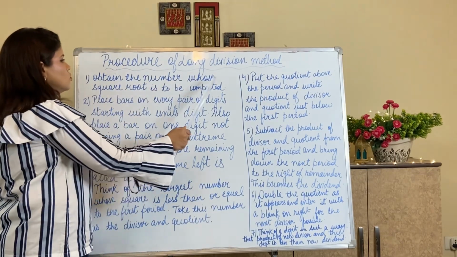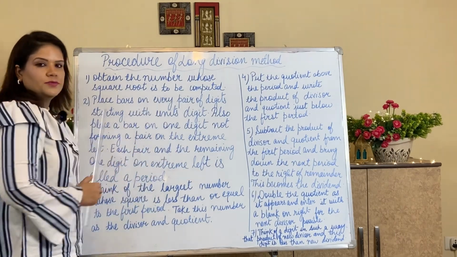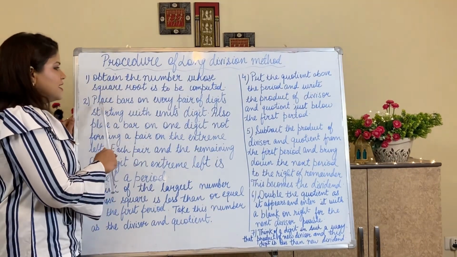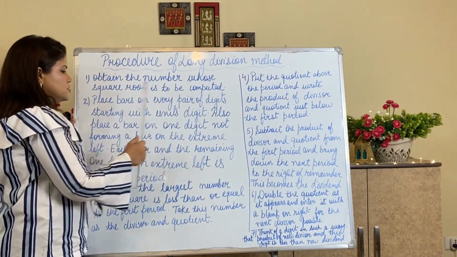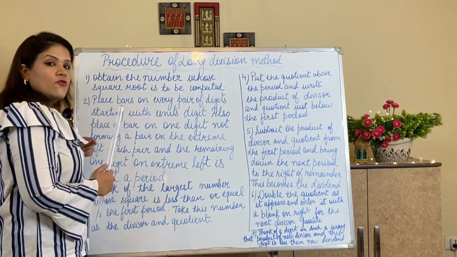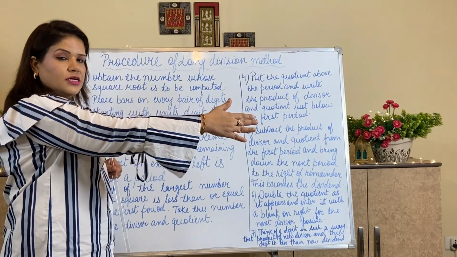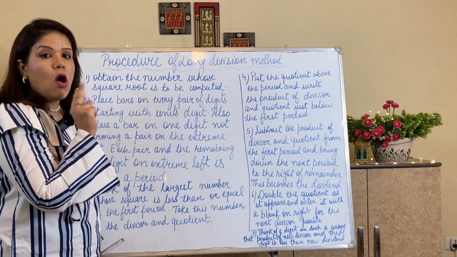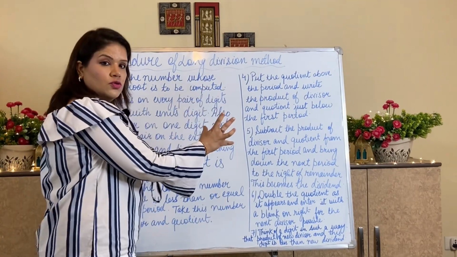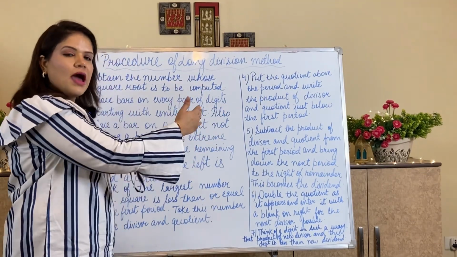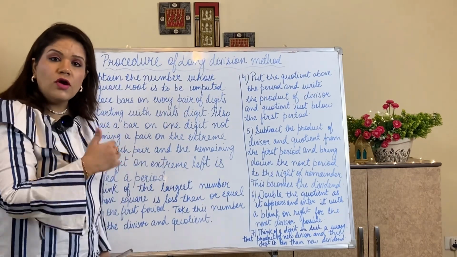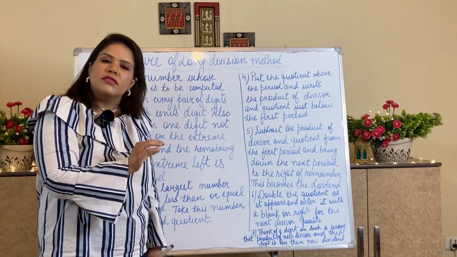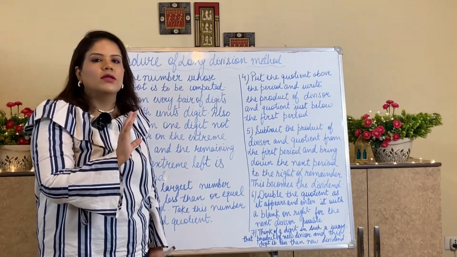Obtain the number whose square root is to be computed. We will take the number whose square root we are going to find. Place bars on every pair of digits starting with unit digit. From the unit digit, we will start making periods by placing a bar on a pair of digits. That means unit digit will make a pair with tens digit and so on. If one digit is left which cannot be paired with anyone, there also we will put a bar on that single digit.